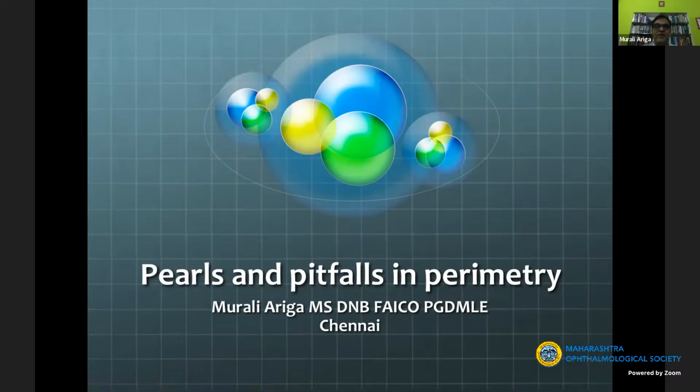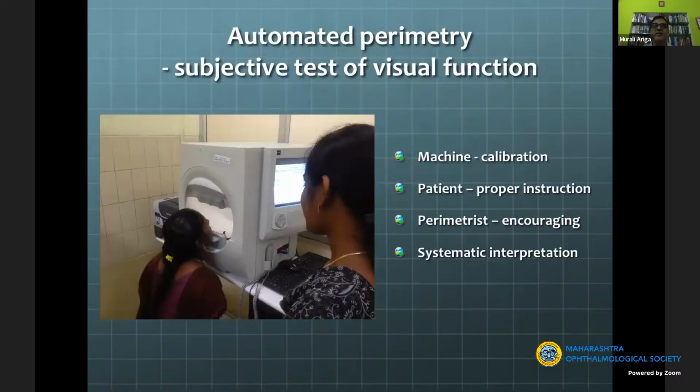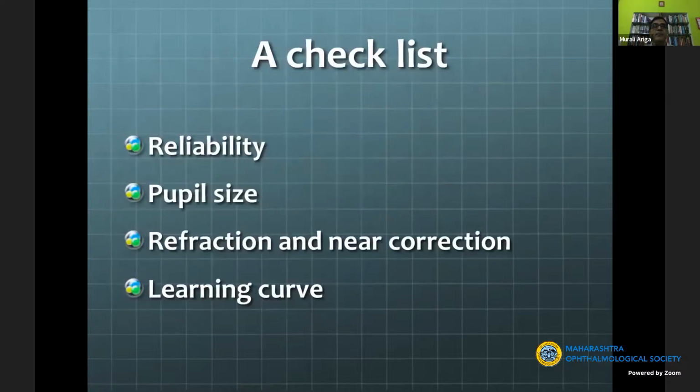So, pearls and pitfalls. I've slightly modified the topic to say pearls and pitfalls. And as you can see in the slide here, for a good perimetry, you need to have a calibrated machine. You need to have proper instruction given to the patient. You need to have a perimetrist who doesn't wander off, have a cup of tea and look at the mobile. And you should also have an ophthalmologist who actually interprets the field in a systematic way.